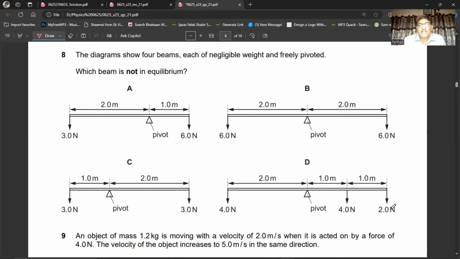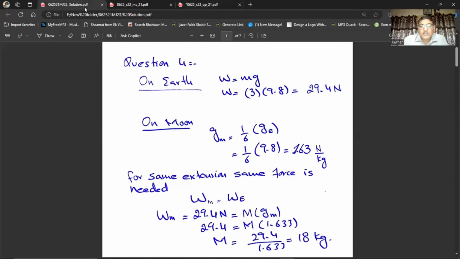Here we have two forces on the right side. They both are producing a clockwise moment, so their sum will be equal to the anti-clockwise moment. So we will see in which they are equal, clockwise and anti-clockwise. If they are equal, then that body will be in equilibrium. But if the clockwise moment and the anti-clockwise moment are not equal, then they are not in balance. I mean, that body is not in equilibrium. We are looking for that body. Let me show you my calculation.